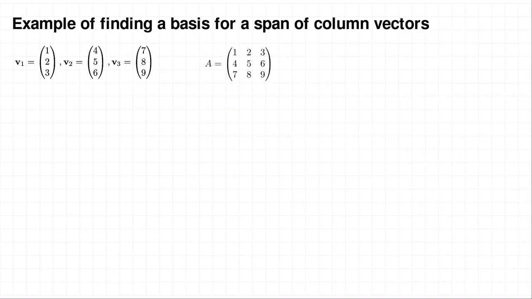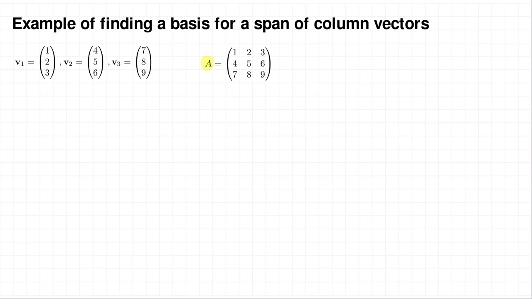Okay, so that's why our method works. Let's now try applying it in an example. So here's an example. We have three vectors in R cubed, v1, v2, and v3. And those are the column vectors (1, 2, 3), (4, 5, 6), and (7, 8, 9). So we form a matrix A whose rows are the entries in those column vectors. So the first row comes from v1, it's 1, 2, 3. The second row comes from v2, and it's 4, 5, 6. And the third row comes from v3 and it's 7, 8, 9.